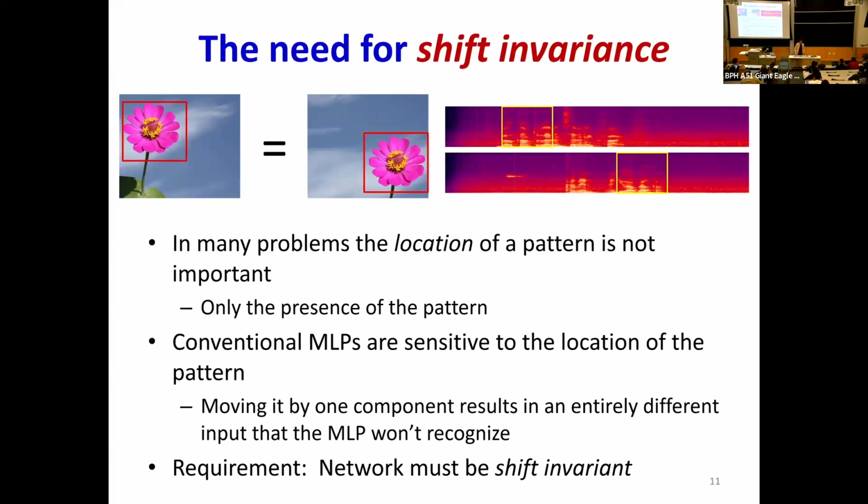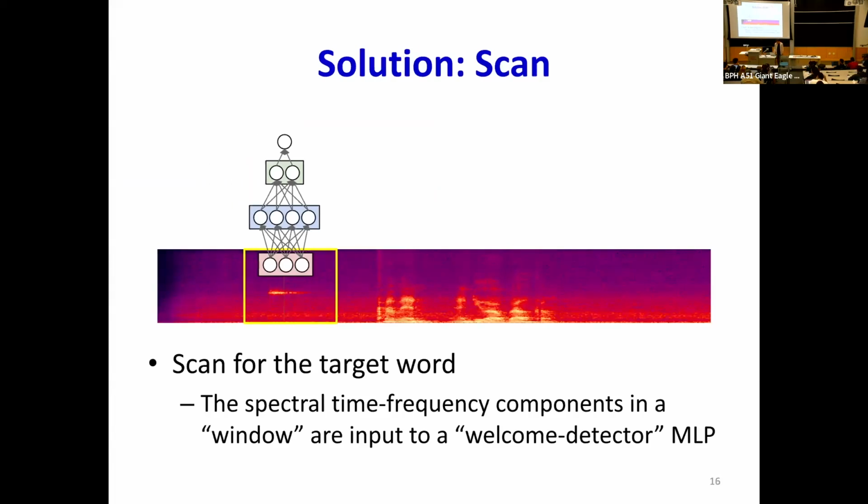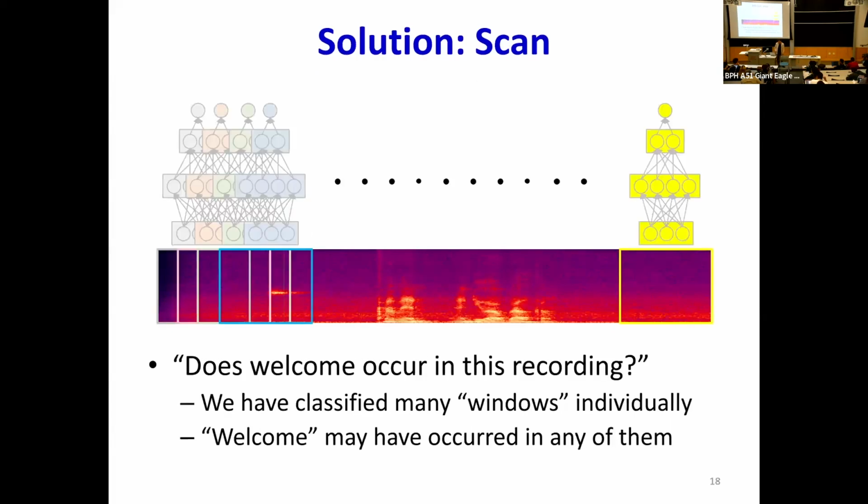You wouldn't, right? So the solution that you would need is to perform what some of the rest of them have suggested, which is to scan. If I know the approximate size of the word welcome, I'm going to build a network that will look at just that segment of the input, and then I can scan left to right. And at each position, it's going to tell me if the word welcome has occurred or not, right?